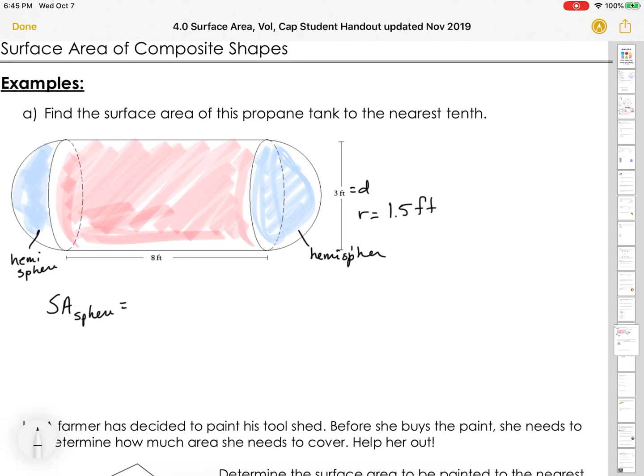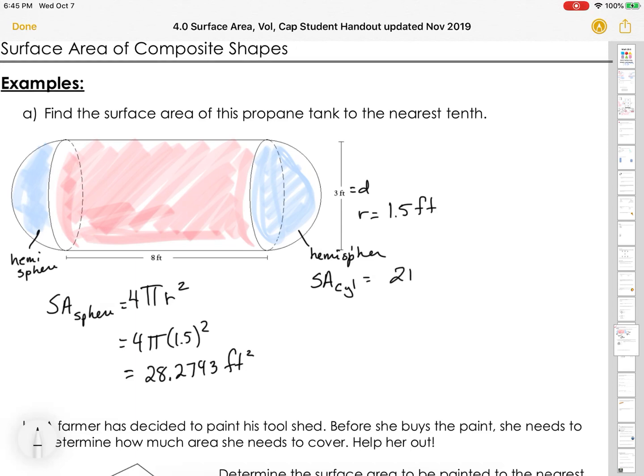So surface area of a sphere is 4 pi r squared, because it's area. So we can substitute in 4 pi, radius is 1.5 squared, and that gets us 28.2743, and it's feet, so feet squared.